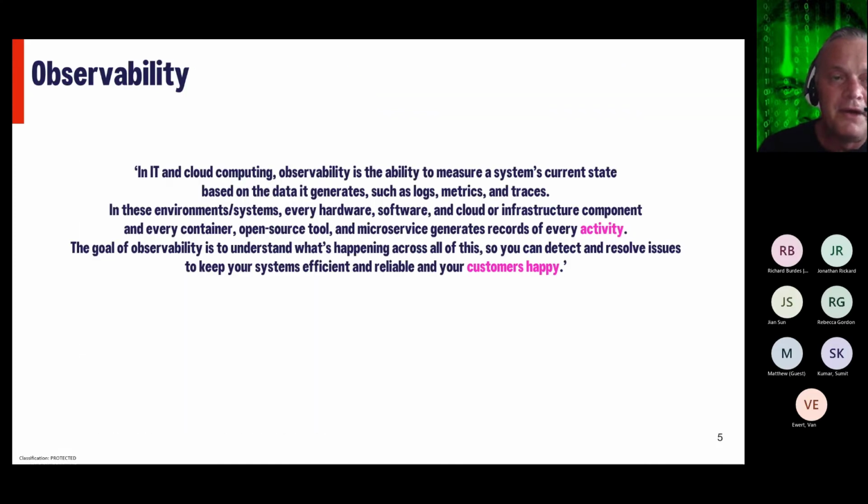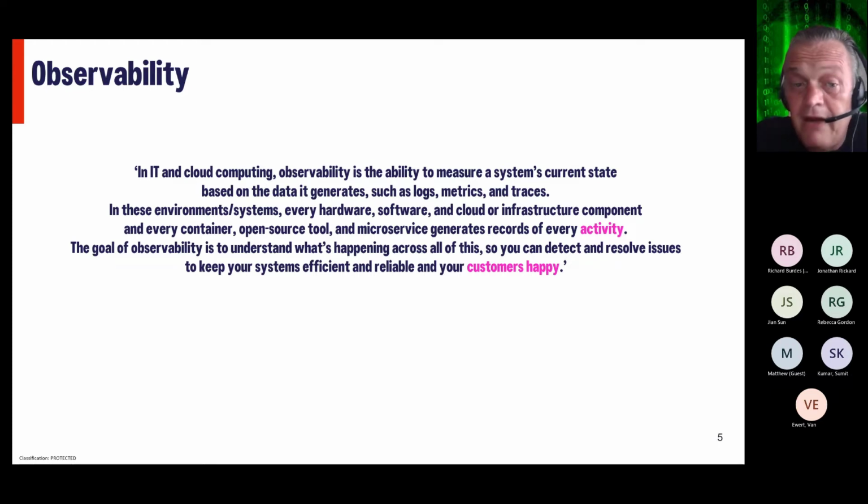So when we talk about observability in IT and cloud computing, you're talking about the ability to measure a system's current state based on all the data it might generate. This isn't data that you might be purposefully storing, like in Dataverse, in the various tables or entities, the fields and all of that. This is data generated by logs, metrics, and any traces that you might put in the system.